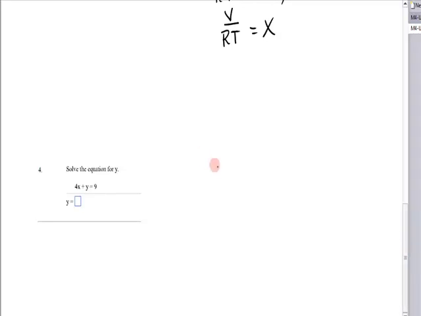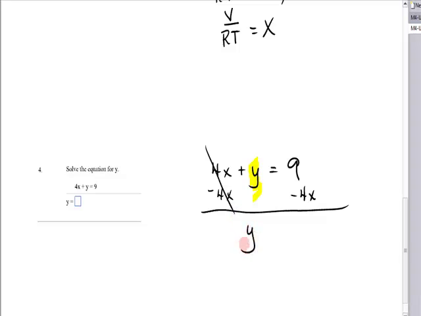Last one, I have 4x plus y is equal to 9. I'm supposed to solve this for y. Well, what's going on? This 4x is positive, so to get rid of it, I need to subtract 4x. Those are inverses, so that's gone, and I have y is equal to, you can put these in either order. I'm recommending that you put the x term first, it's negative, put the constant term second, it's positive. So y is equal to negative 4x plus 9.